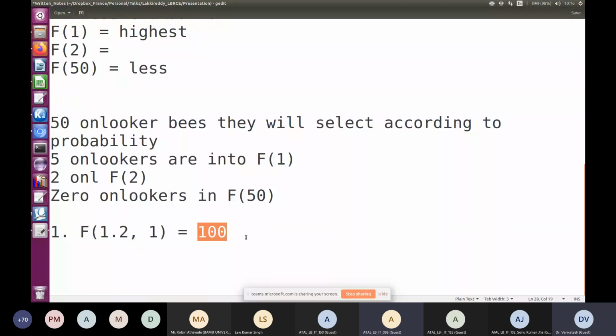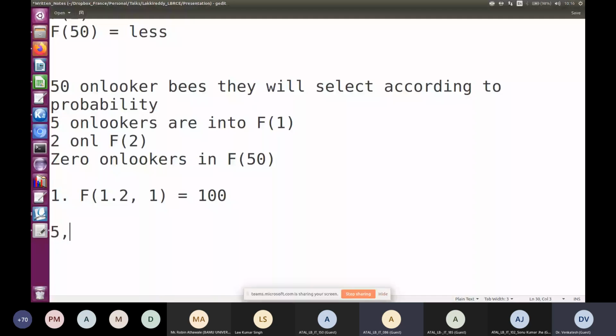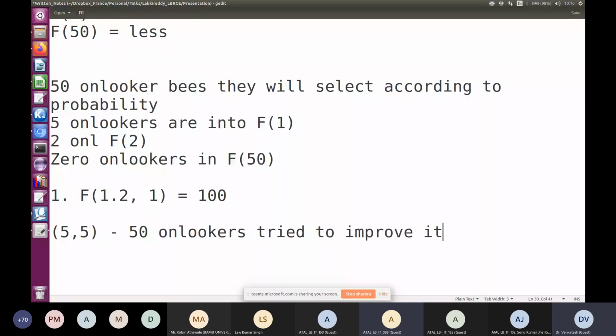But in some cases, what happens? Suppose there is a 5 5. Let us assume there is a possible solution 5 5, and 50 onlookers try to improve it. For example, they try to modify it to some 5.1 or 5.2.